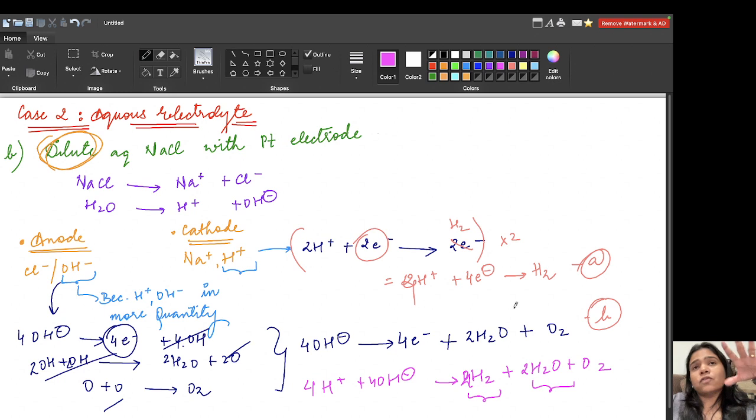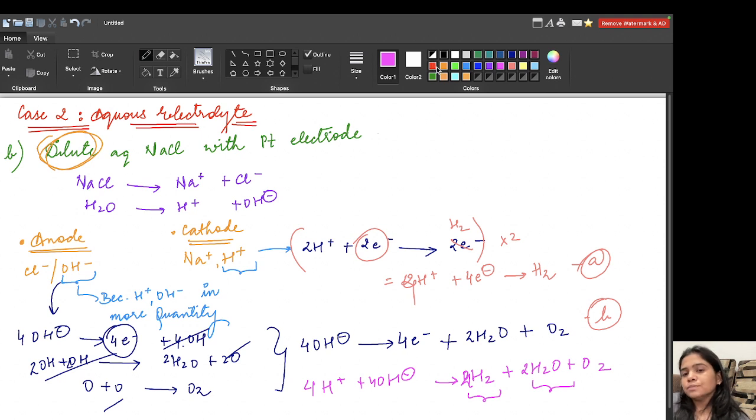This is the case of aqueous electrolyte. You just need to consider water as well. Just take H plus and OH minus, write the reactions, and you will get the products. So in the anode, obviously, your oxygen is getting liberated. In the cathode, your hydrogen is getting liberated. Okay, this is how your case 2 is, of dilute aqueous electrolyte.